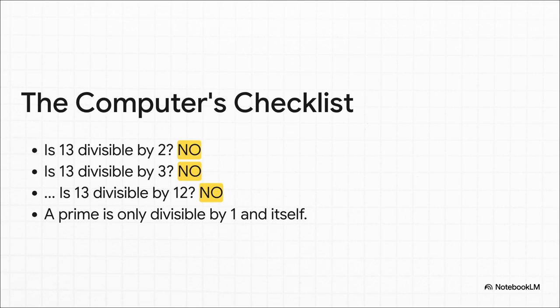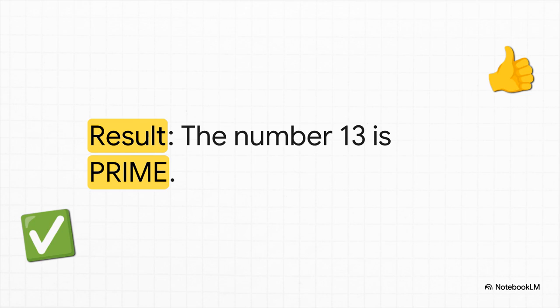It asks, okay, if I divide 13 by 2, is there a remainder? Yes? Okay, let's check the next number. And it does this again for 3, and for 4, and for 5, all the way up. It's just following a simple, logical, but exhaustive process. So, after checking every single number and finding no divisors other than 1 and itself, the program's condition is finally met. Its loop is finished, and it arrives at its final decision. The number is, in fact, prime.